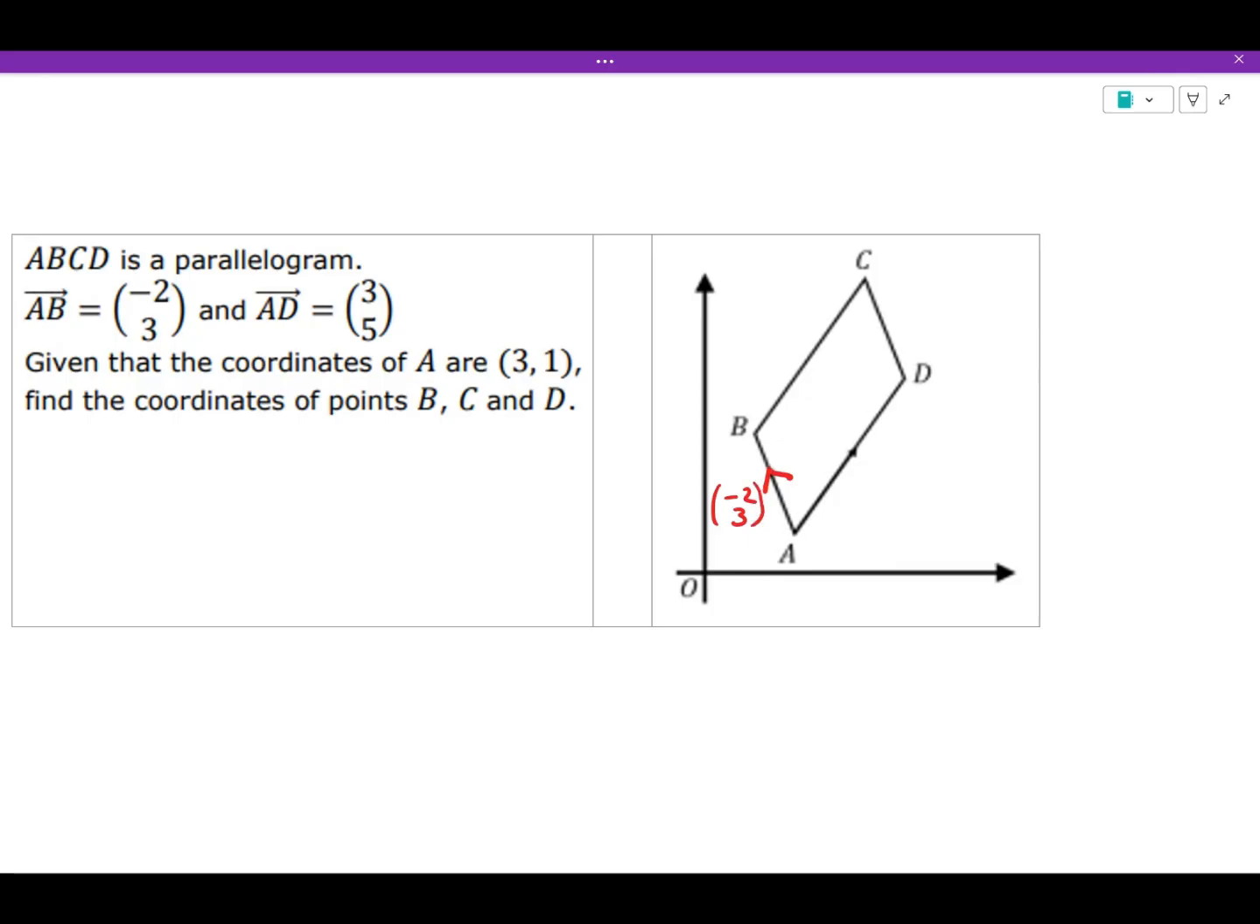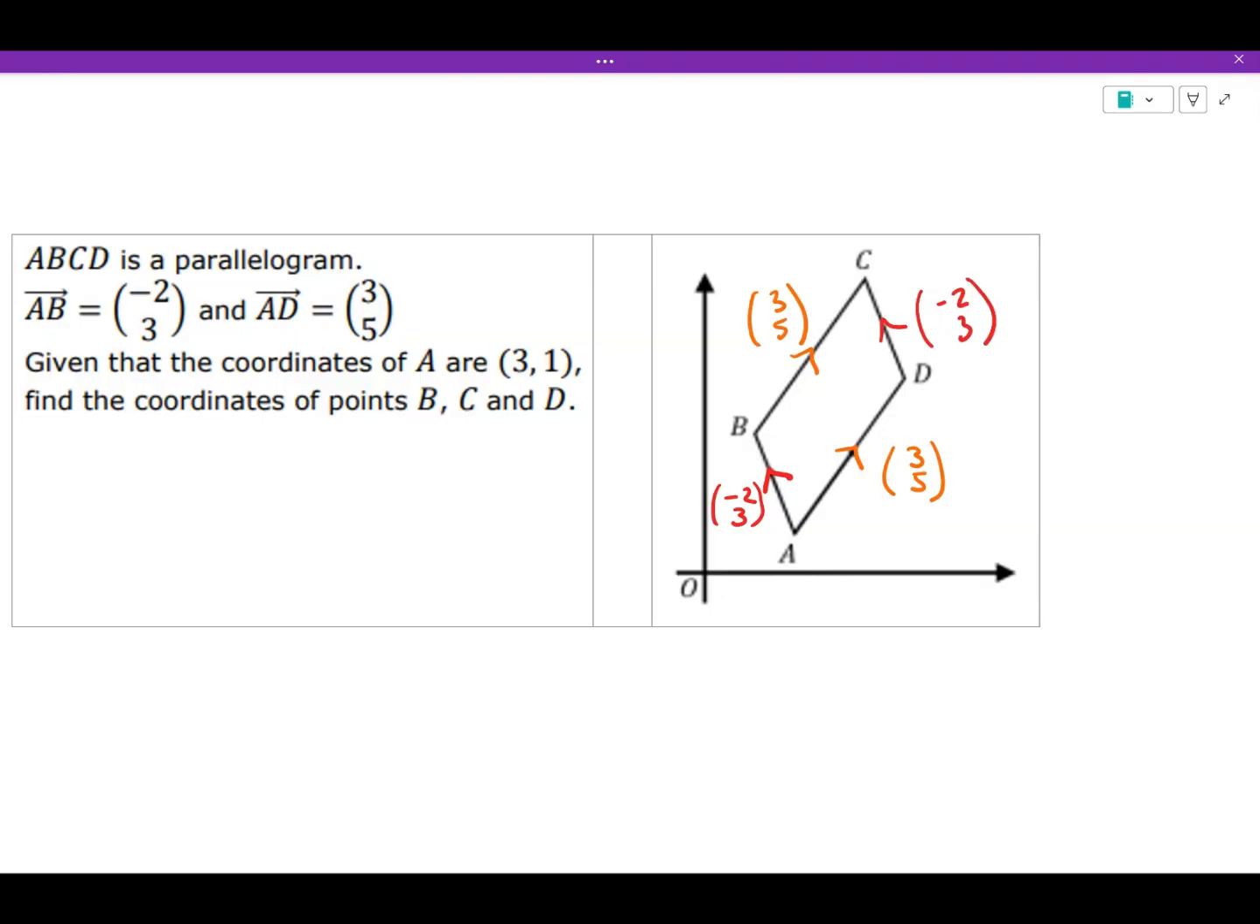Okay, and then we're told that A to D is (3, 5). So A to D would be this line here joining up A and D going in that direction of the arrow. And the vector is (3, 5). So that's how we get from A to D. Now, given this is a parallelogram, so the opposite sides are equal in length and they are parallel, that means the vector from A to D is going to be the same as the vector from B to C due to the fact that they're the same length and they are parallel. So I know that B to C is going to be (3, 5), like that. And if A to B is (-2, 3), then D to C in that direction would be (-2, 3) as well.